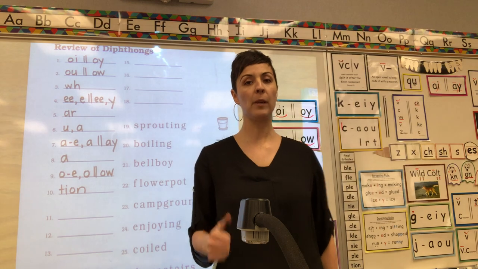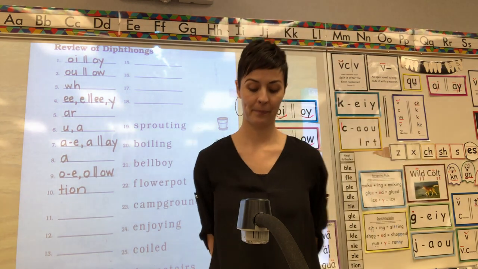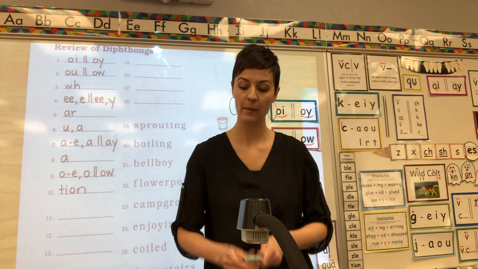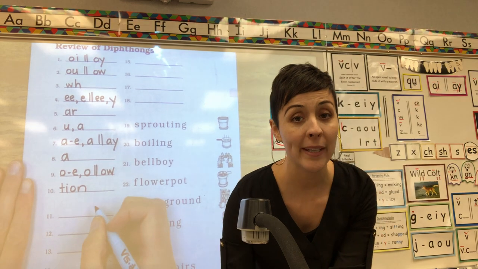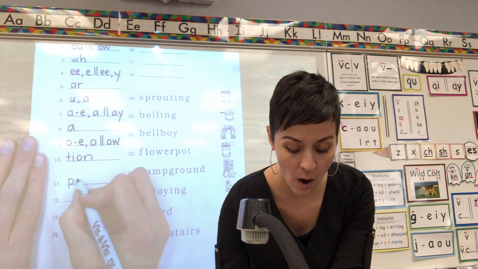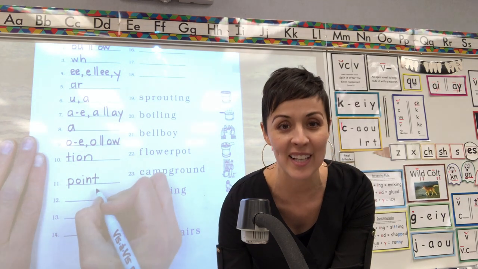Number 11, spell for me the word point. What word? Point. What says oi, oi, oi? Okay, will you spell point starting P? Ready? P-O-I-N-T. O-I says oi in point.